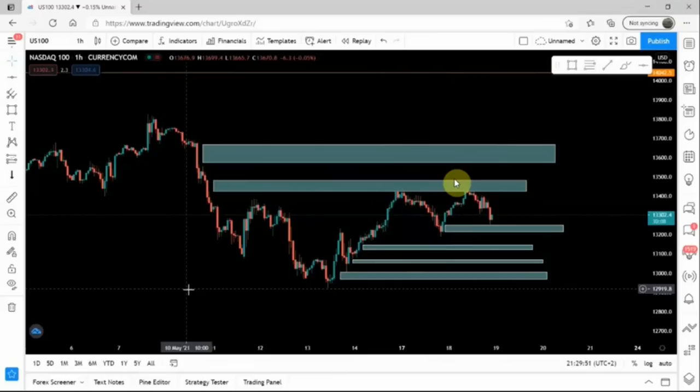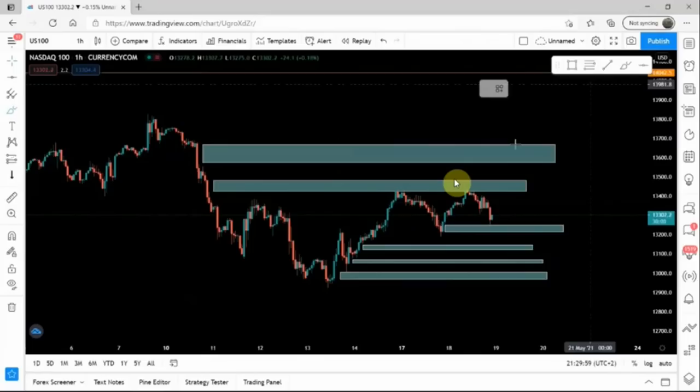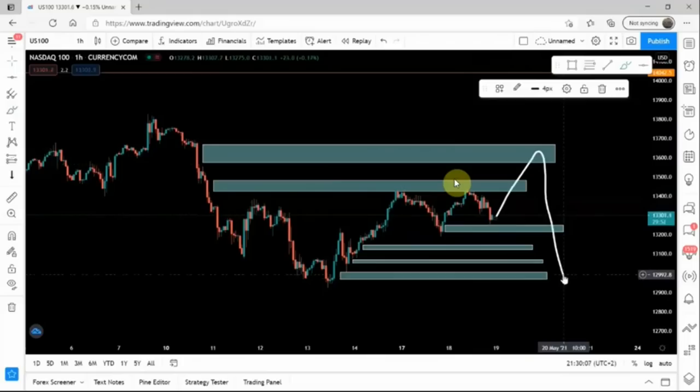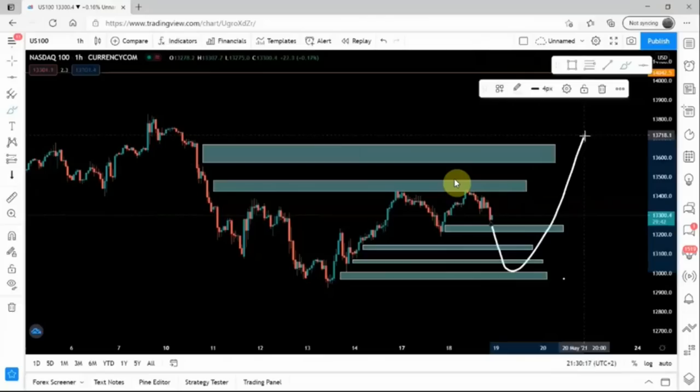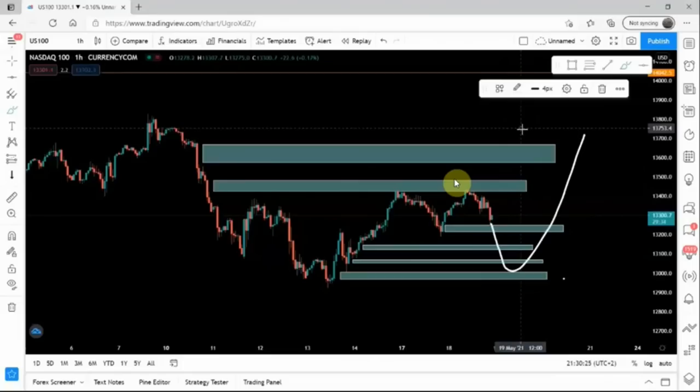The question is, are they going up, then down, or are they going down, then up? Going down then up. However, it's down then up. One of the two has happened. Because at this level, we can then expect the market to dump.